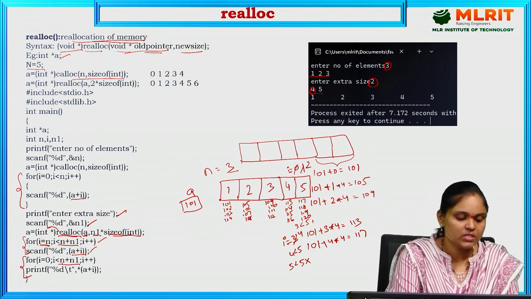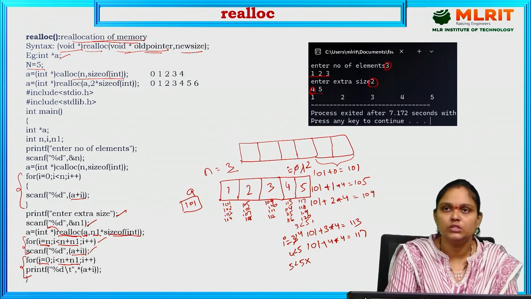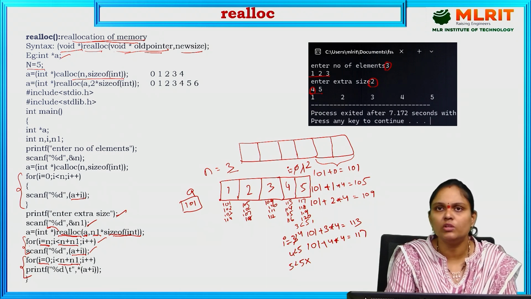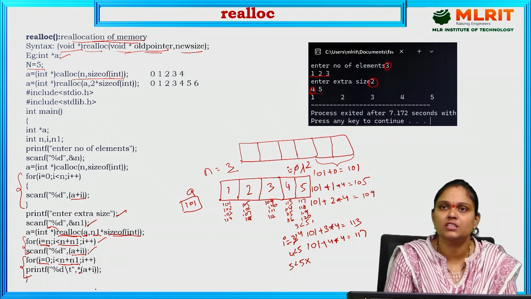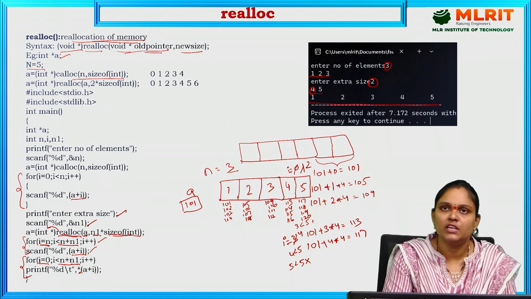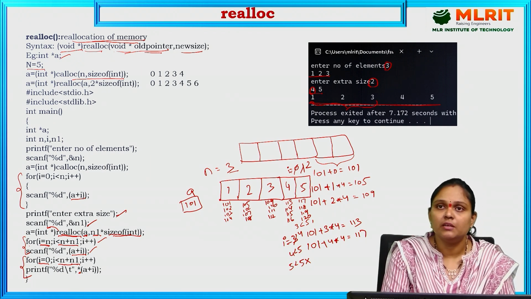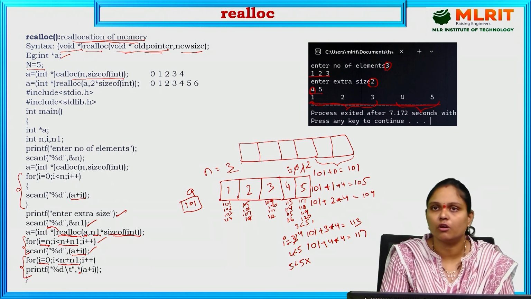So the old size is n and the new size is n1. And here we are starting from i equals 0, and till n plus n1 we are printing all the values that are present in that particular array. If we have a star before it, we will get the value that is present in that particular address. So all the values 1, 2, 3, 4, 5 will get printed. So 1, 2, 3 are the elements that got memory allocation by using the malloc function, and 4 and 5 are the elements that got memory allocation by using the realloc function.